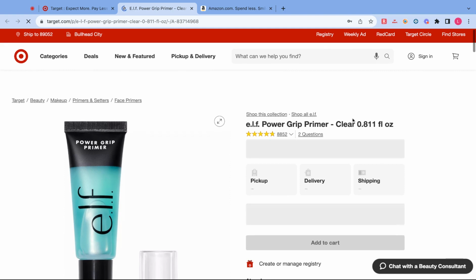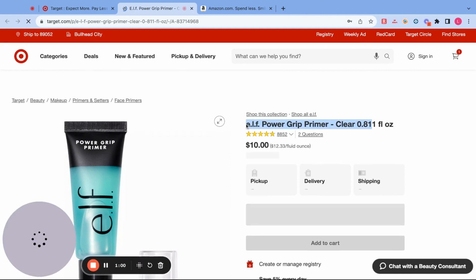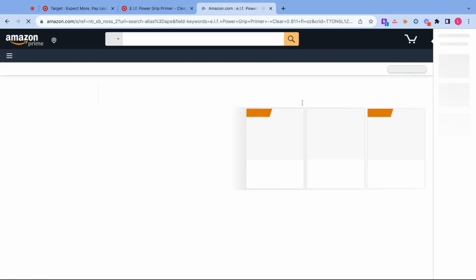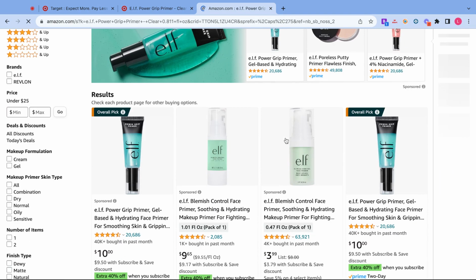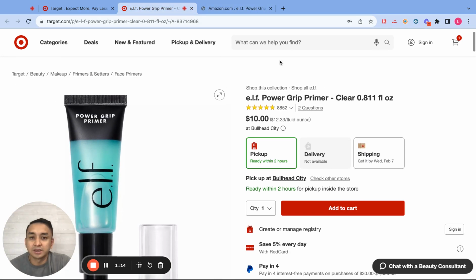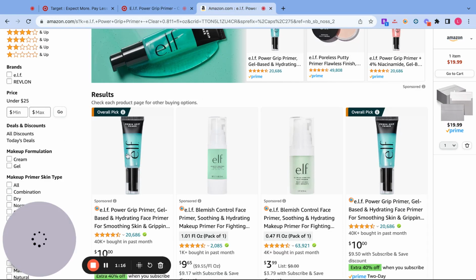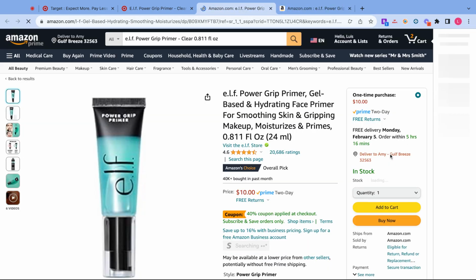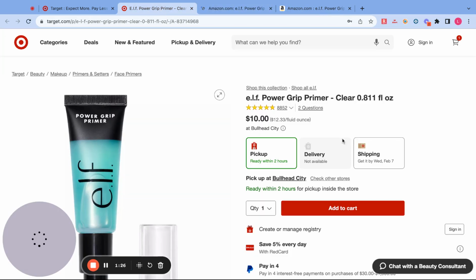and then what I would do is I would look for this exact same product. So copy the title, and search your product on Amazon. And then I would see if I can find the exact same product and sell this product for a profit. So I think I found it, but the problem is this one is selling at $10, which is the same price as Target.